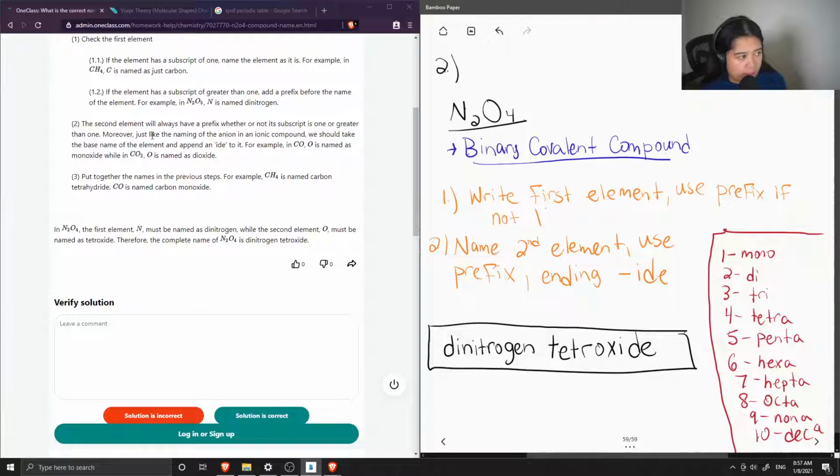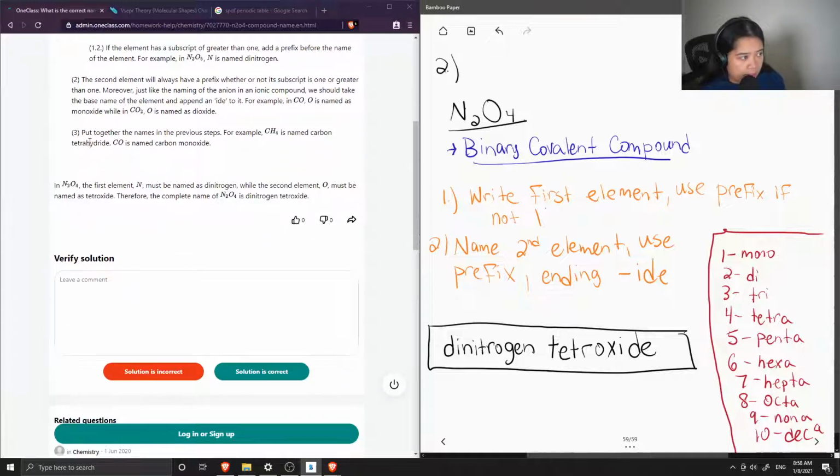2. The second element will always have a prefix whether or not its subscript is greater or 1. Moreover, just like the naming of the anion in an ionic compound, we should take the base name of the element and append an "ide" to it. For example, in CO, oxygen is named as monoxide, while in CO2, oxygen is named as dioxide. 3. Put together the names in the previous steps. So, for example, CH4 is named carbon tetrahydride, and CO is named carbon monoxide.